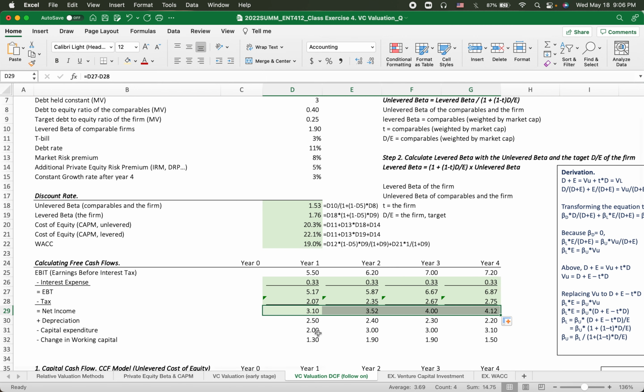This net income must now add this depreciation. Why? Because the depreciation is not actual cash out, but the net income, when you calculate this EBIT, is already considered with this depreciation expense, even though it's not the cash flow. That's why we need to add back the depreciation.